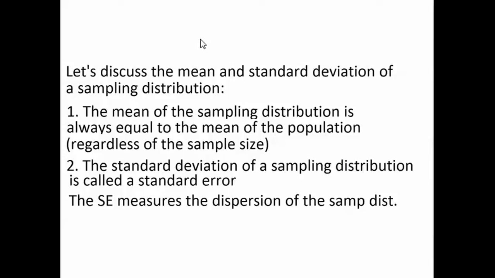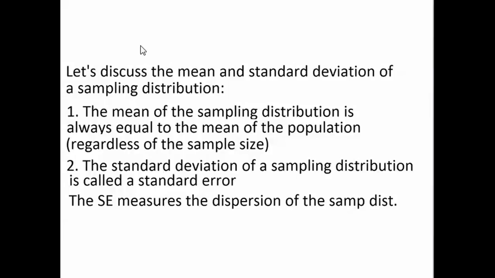The main point that I'm trying to make is that when the sample size goes up, the standard error goes down. So when we go from the n equals 2 sampling distribution to the n equals 3 sampling distribution, the standard error goes down because the sample means move in closer together and become more accurate.